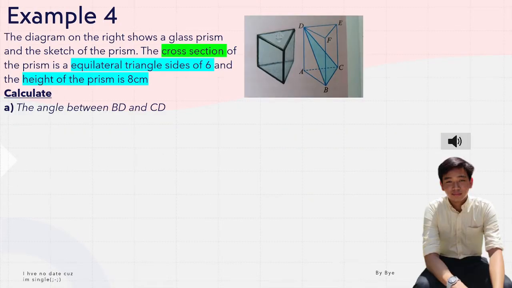Hi, my name is Hilman. I will show you how to do example 4. The diagram on the right shows a glass prism and the sketch of the prism. The cross section of the prism is an equilateral triangle of side 6 cm and the height of the prism is 8 cm. Question A, we need to calculate the angle between BD and CD.